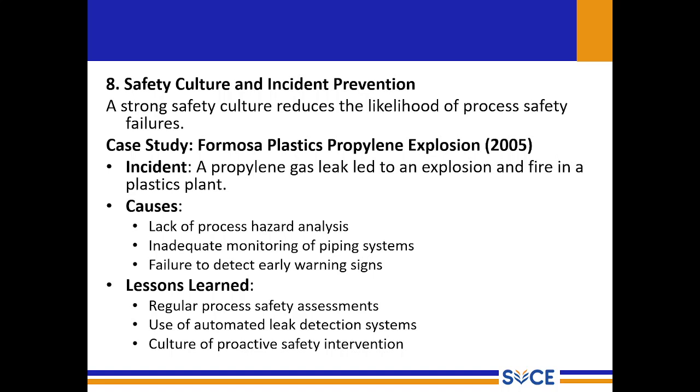So what is the conclusion we can make from the Formosa Plastics explosion? It highlights the critical need for early hazard detection and a strong safety culture. Which means regular hazard assessment ensures early risk identification, automated monitoring systems improve leak detection and response, and safety culture and proactive interventions prevent catastrophic failures, right?